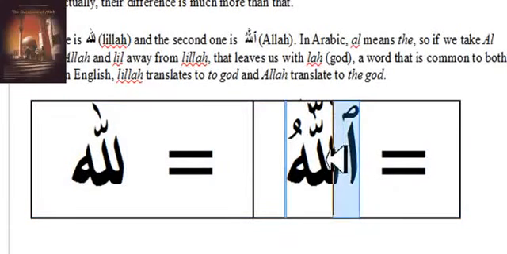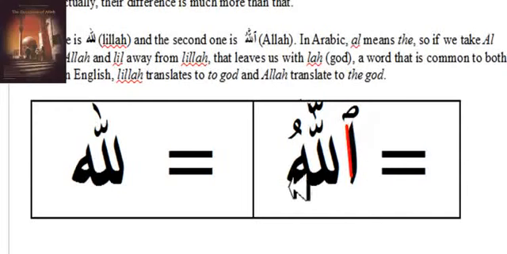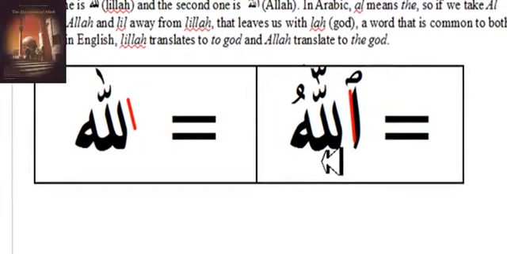Now I'm sure you notice the difference, right? Here we notice that this letter A, which is Alif, does not exist here. Correct? Why? Because simply this is not part of the name. If it's part of the name, you cannot take it off, because this will change the name. But because it's additional to the name, then you can take it off.